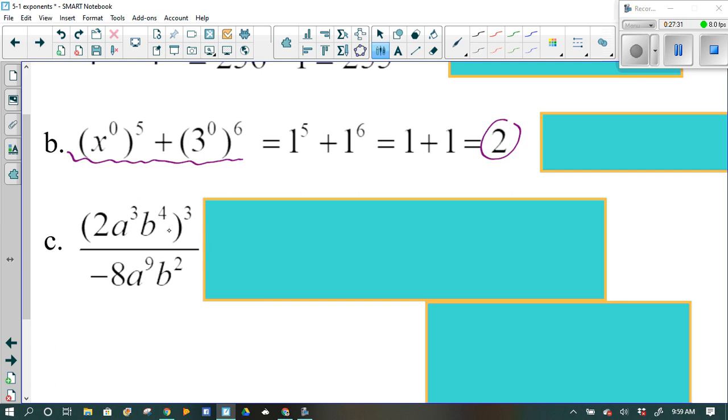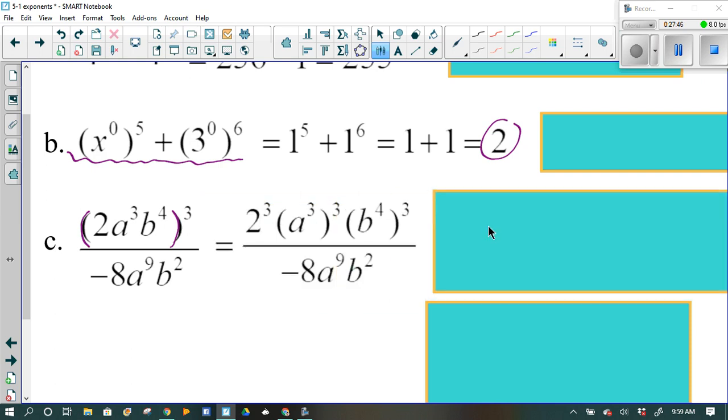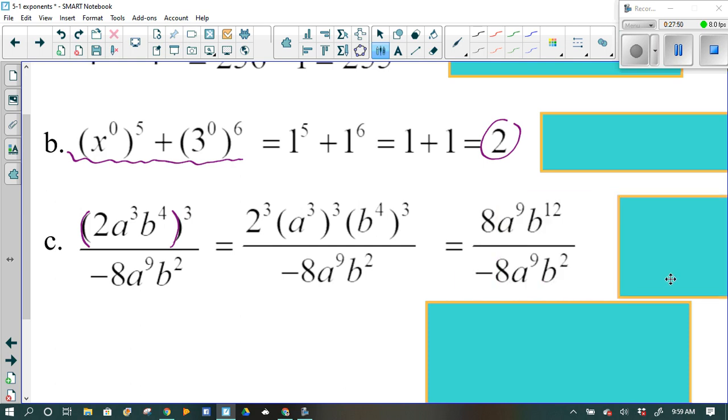Here we're going to distribute. As long as you have parentheses raised to a power, you're going to use that power rule and distribute it out. The bottom, you're not going to have to do anything with because it's already simplified until you get the top done. So distribute that 3 to all the parts. And then 3 times 3 is 9, 4 times 3 is 12.